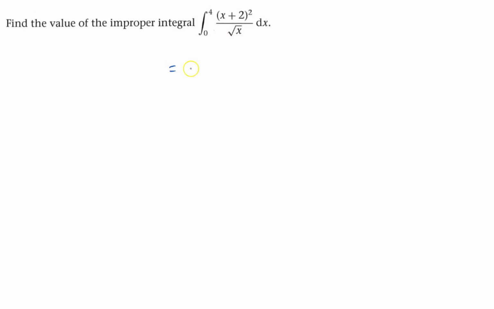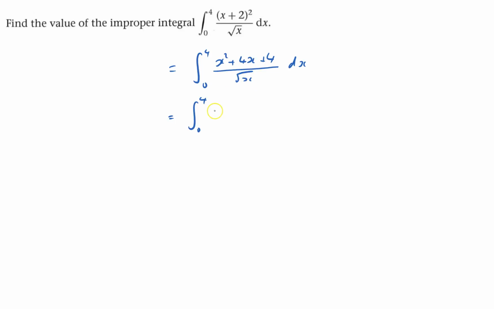Okay, so this equals the integral from 4 to 0. I can multiply out the top bit. So (x + 2)(x + 2) is x² + 4x + 4, all over √x, dx. Now I'm going to put it into index form and do x² divided by √x, and so that's divided by x to the power of a half.